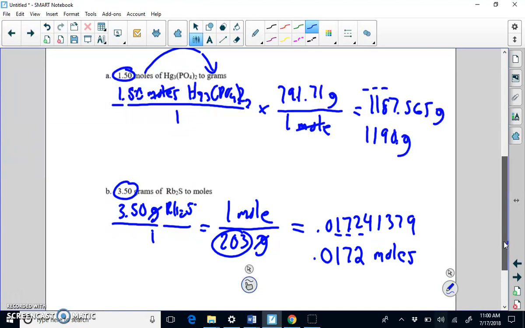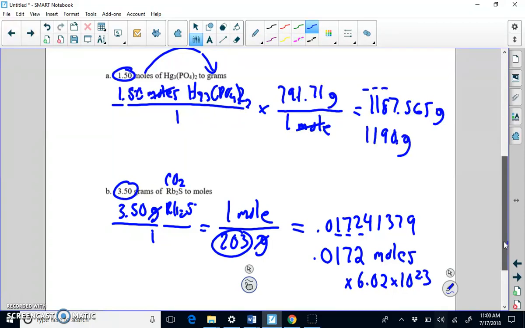Now, they could also ask you to take these moles and convert them to formula units, or if this was a molecule, like carbon dioxide, convert it to molecules. If they ask that, then you take the number of moles and multiply it by 6.02 times 10 to the 23. This problem didn't ask that, but they could ask how many of that. When it's an ionic compound, it's called formula units, and when it's a covalent compound, it's called molecules.